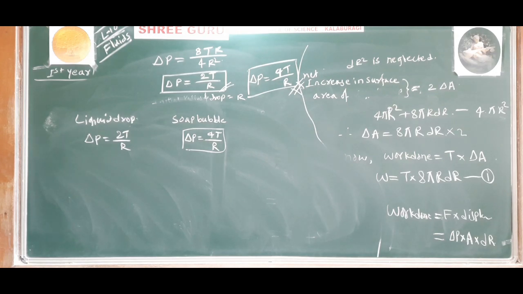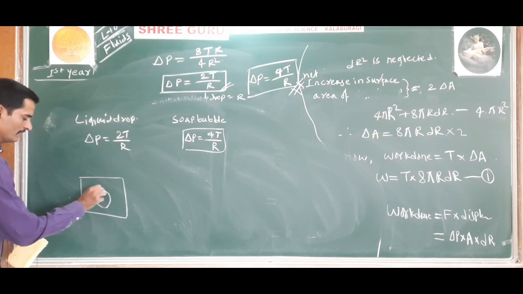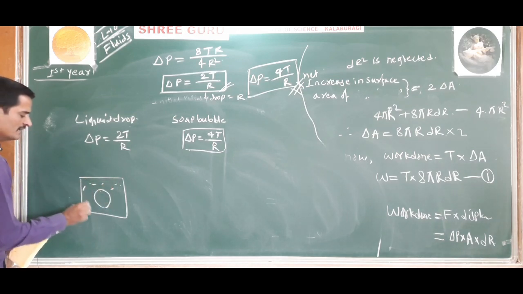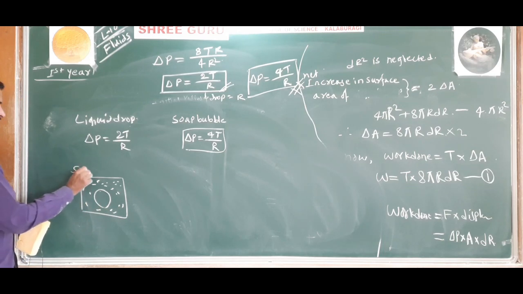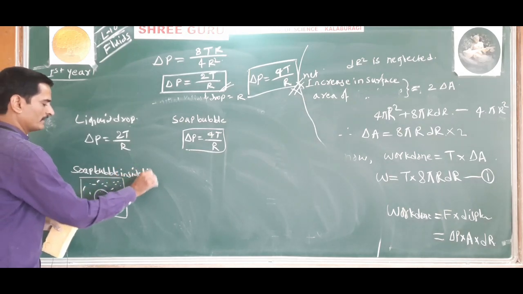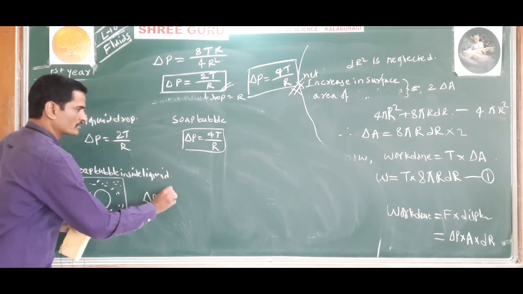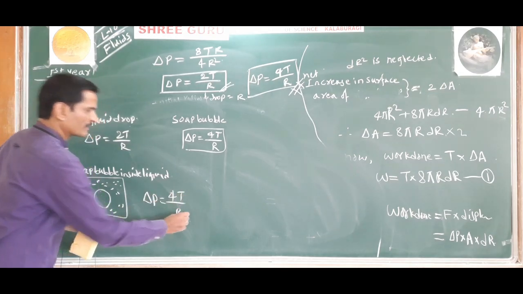Now excess of pressure for a soap bubble inside the liquid. This is a soap bubble, and this soap bubble is inside the liquid. Then the excess of pressure delta P is equal to the same formula, 4T divided by R.